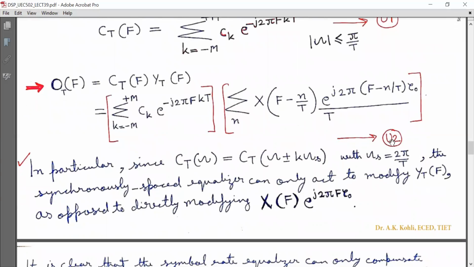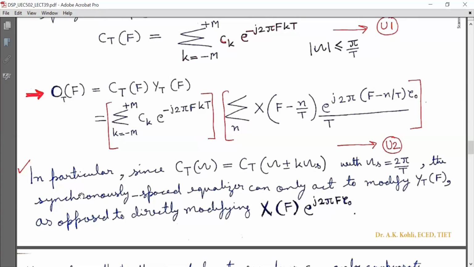In particular, since C_T(omega) is equal to C_T(omega plus minus k omega_s) because of the sampling theorem, with omega_s equal to pi by T, the synchronously spaced equalizer can only act to modify Y(f). So look at this, O(f) is equal to C(f) into Y(f), because the spectrums are going to be multiplied. The synchronously spaced equalizer can only act to modify Y(f).